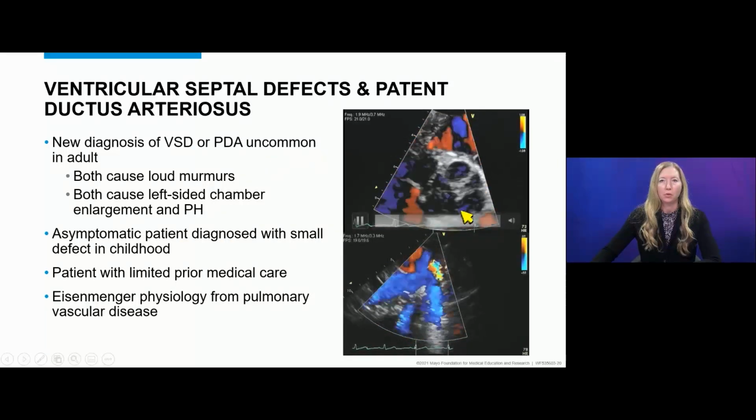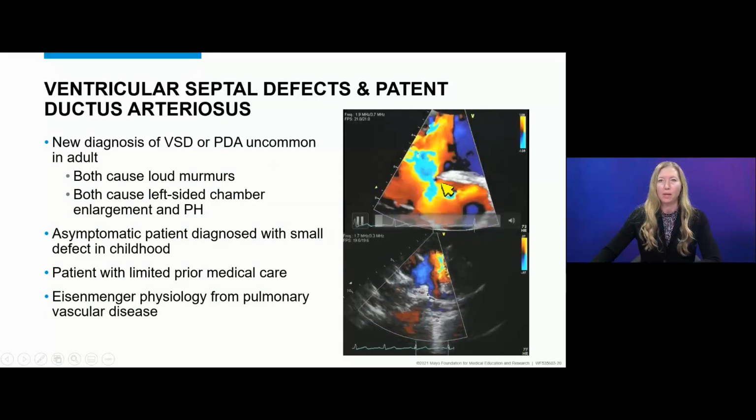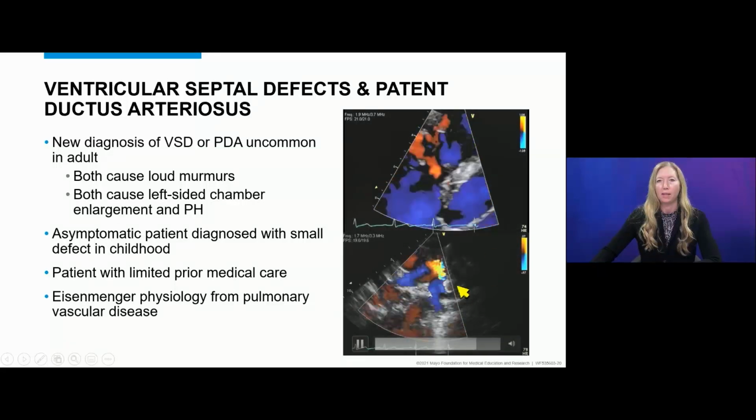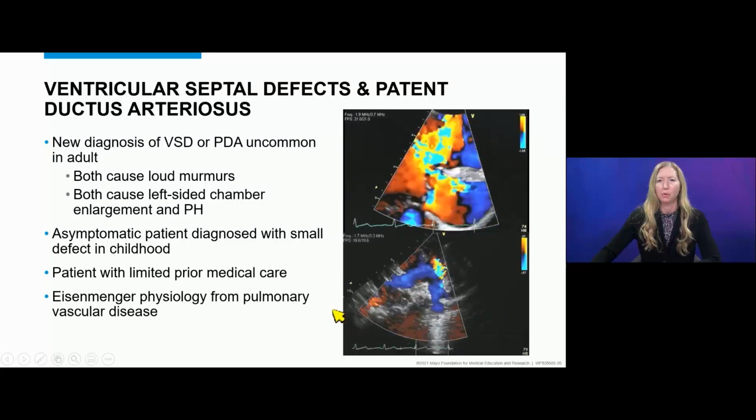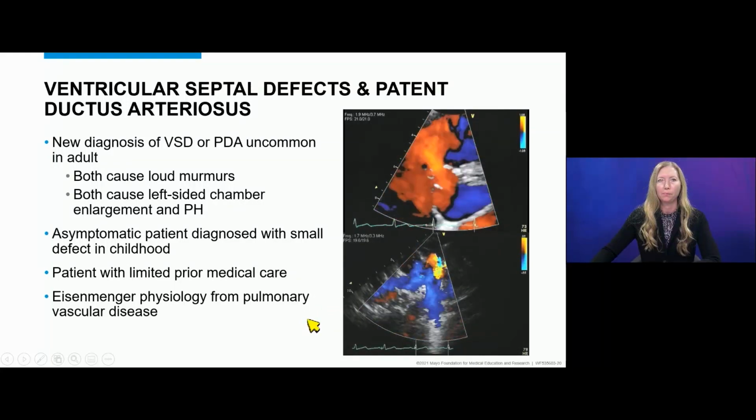And I'm just showing you here 2 examples. This is a small membranous VSD with left to right shunt, and this is a PDA right here entering the main pulmonary artery, just to show you what those look like with echo.